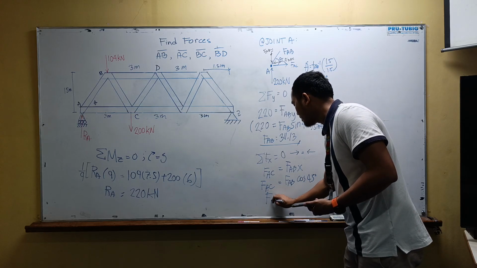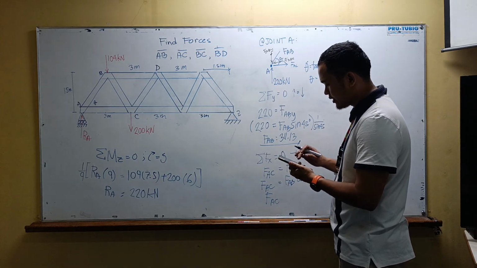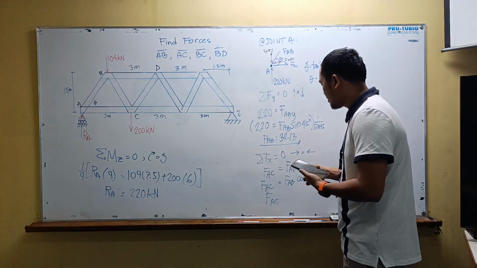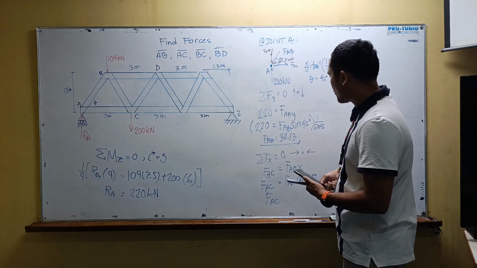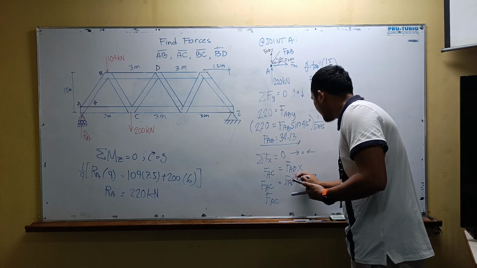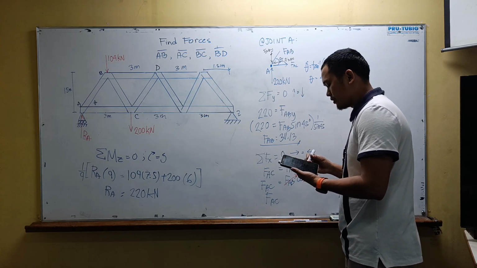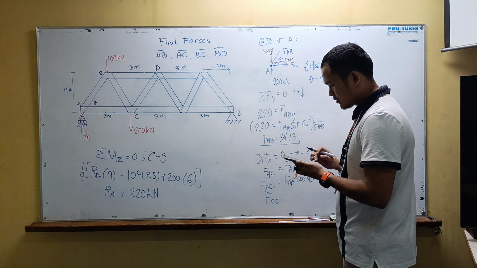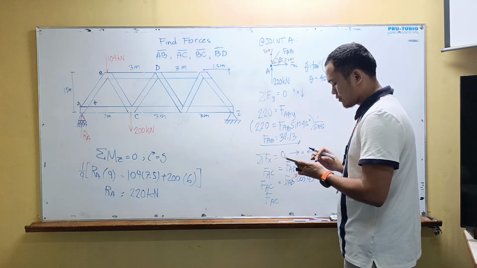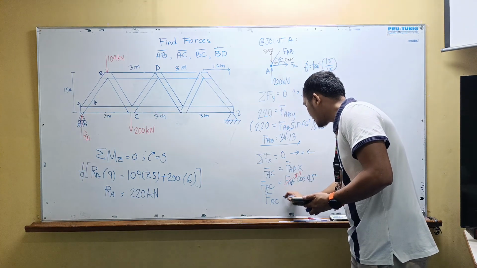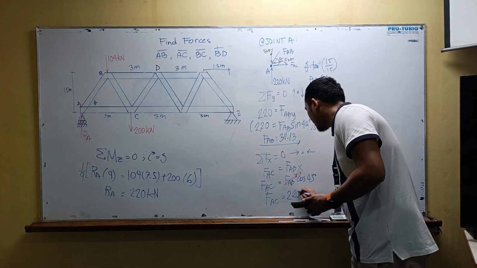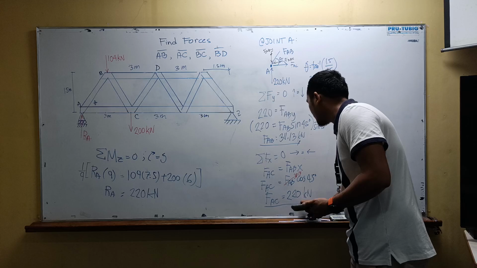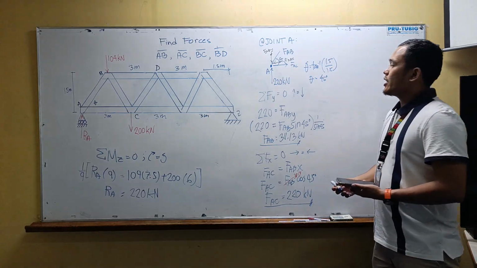Alright, so with that we can now get the answer for FAC by dividing. So this one, we already know this one is 311.13. So we just use that value, cosine 45. Now we also get 220 kilonewtons. Don't forget the units. Alright, there you have it.